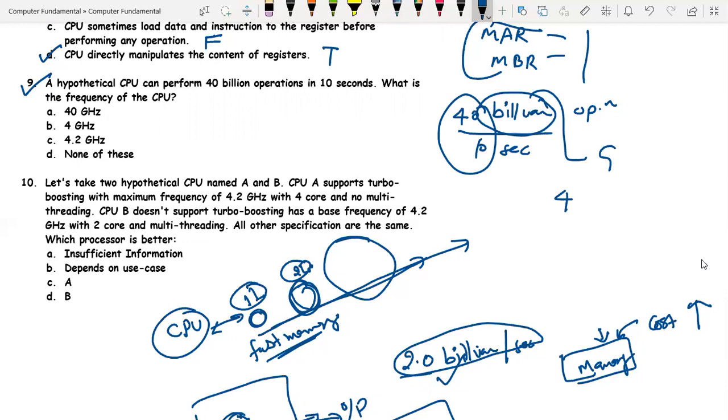4 giga, and hertz is the same thing. Remember when I discussed the speed is 2.0 gigahertz about the CPU? Same thing. So just divide these 40 billion operations by the seconds, and it comes to 4. So this is the correct one. Coming to question number 10.